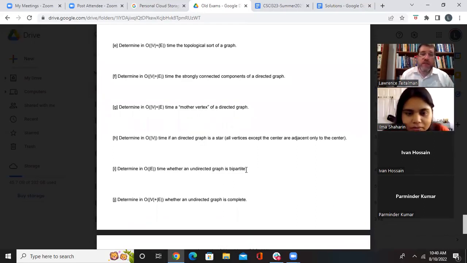Okay, determine in O of E time whether an undirected graph is bipartite. What's the basic strategy to determining if a graph is bipartite? Basically, you color them, right? So you do some kind of search on the graph and you color them. And if the thing is colored already the opposite color of what you need, then it's not bipartite, right? So remember, you're alternating. If you come from a red, you color the next one blue. If you come from a blue, you color the other one red.